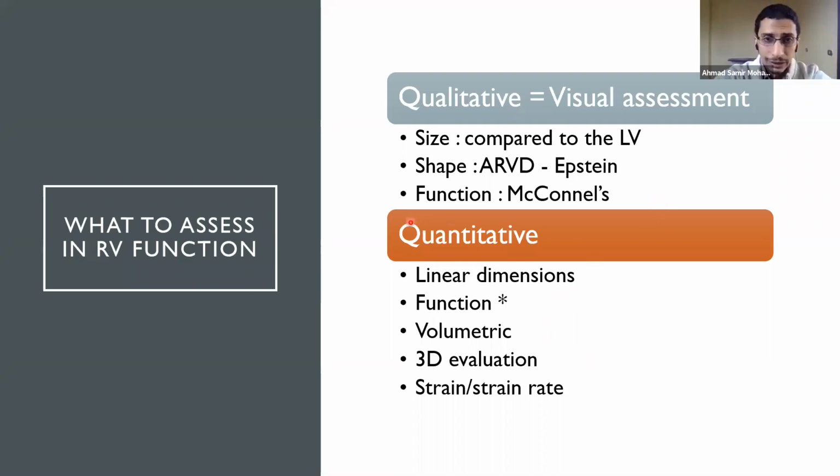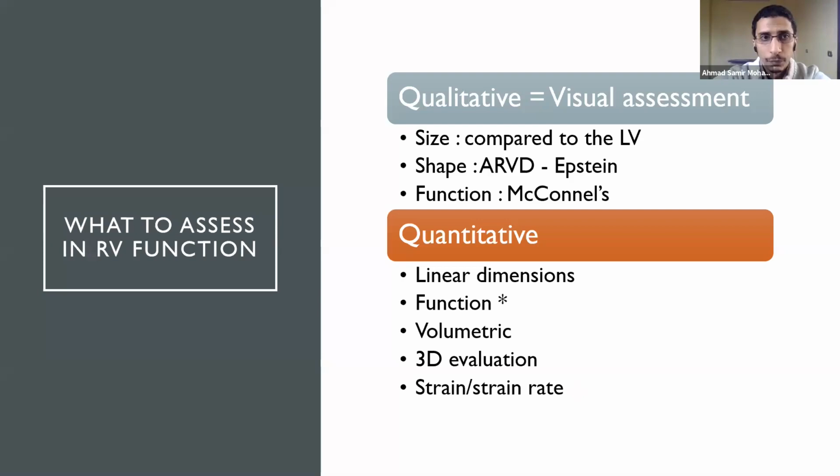On the other hand, the quantitative assessment will have more focus in the coming slides. We will shed some light on linear dimensions and RV function, and we will put it into two divisions: the volumetric, representing the RV volumes, the 3D evaluation, and strain rate assessment of the right ventricle. We will just shed light on the topics. However, they will have different separate topics in this series of lectures.